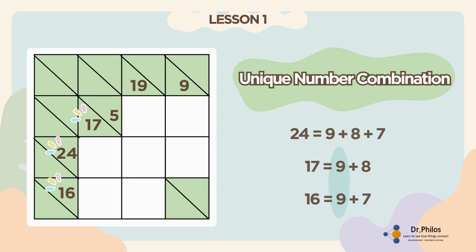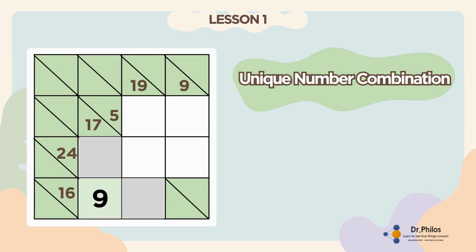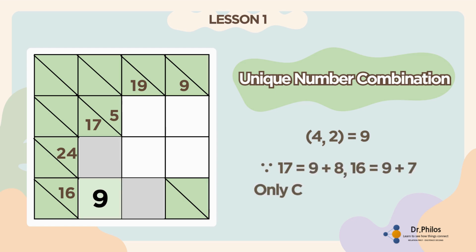There must be a box that is influenced by both 17 and 16 at the same time. Where is it? Where the two lines meet, 4, 2. The common number 9 goes in there. Can you tell me your answer and explain why? 4, 2 is 9. Because 17 equals 9 plus 8, and 16 equals 9 plus 7. And the only common number is 9. Now you can figure out the next boxes one after another.